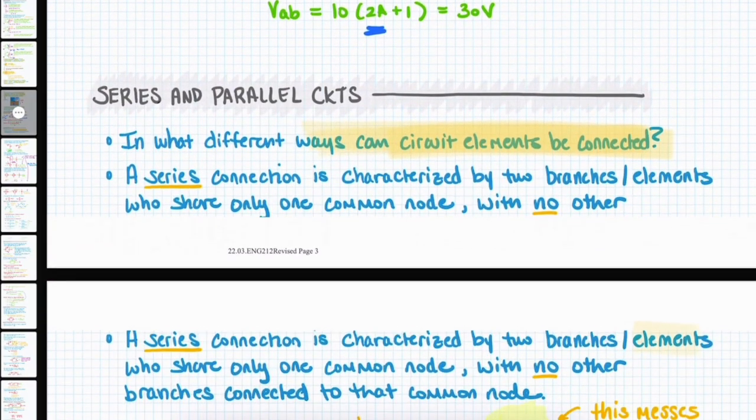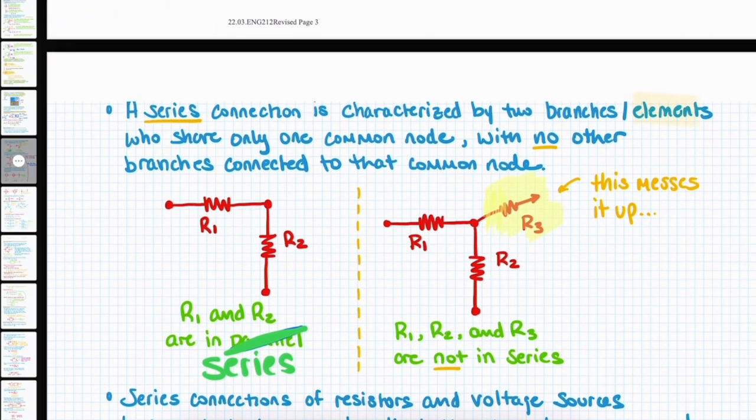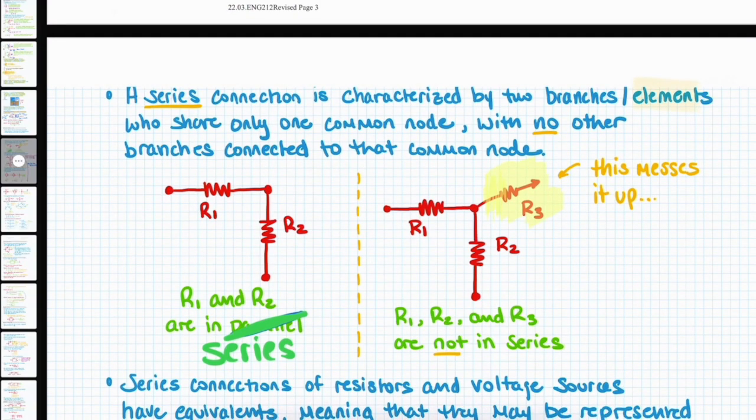Next, I want to discuss series and parallel circuits. So we've introduced the different elements, or some of the different elements that we're going to work with in this course. Independent sources, dependent sources, resistors, impedances to some point. So what about the different ways in which they can be connected? Because that's really the missing piece between the knowledge you have now and the knowledge needed to solve some of these more complex circuits.